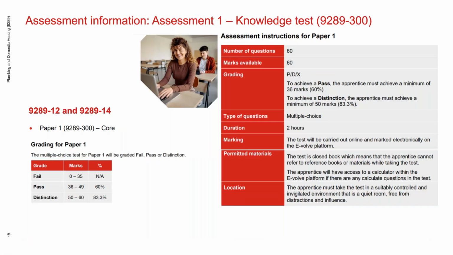Looking at the knowledge test, this is the same knowledge test for the 9289-12 as it would be for the 9289-14. So it's 60 questions, it's pass, distinction or fail, it's a multiple choice question paper, it's a 2-hour duration, it's carried out over Evolve. Permitted materials, it's a closed book exam. And again, it's the 9289-300. So dependent whether you're doing the 9289-12 or the 9289-14, the knowledge assessment paper is the 9289-300.